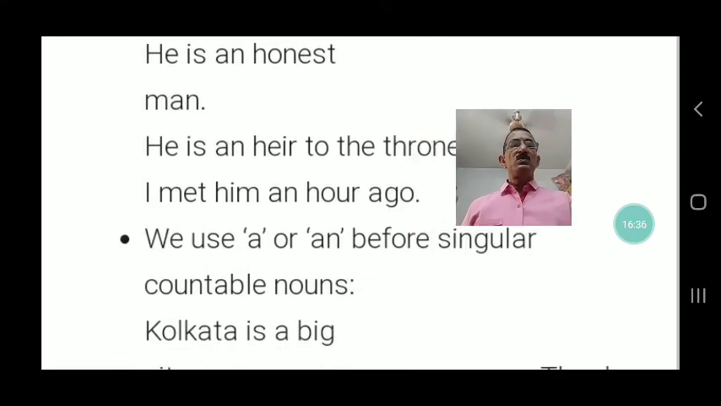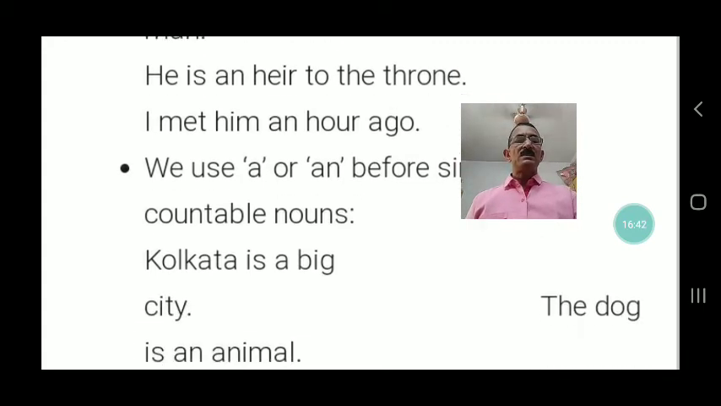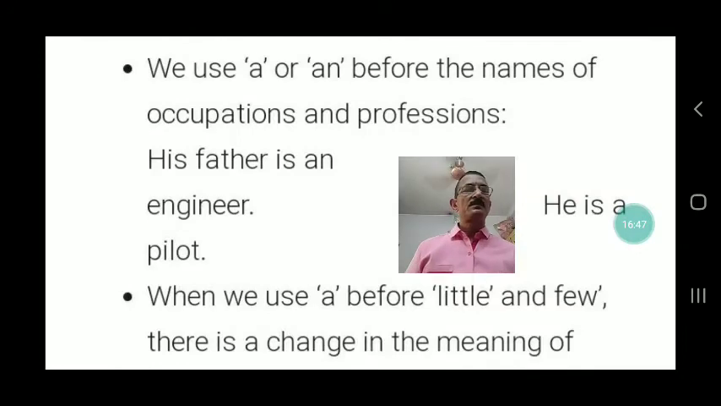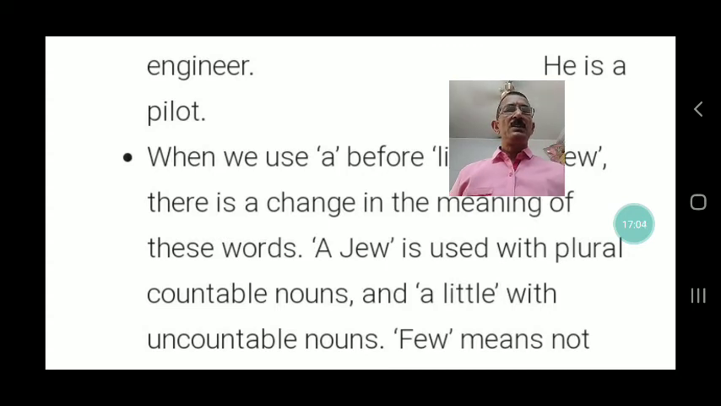We use a or an before singular countable nouns. Kolkata is a big city. The dog is an animal. We use a or an before the names of occupations and professions. His father is an engineer. He is a pilot.